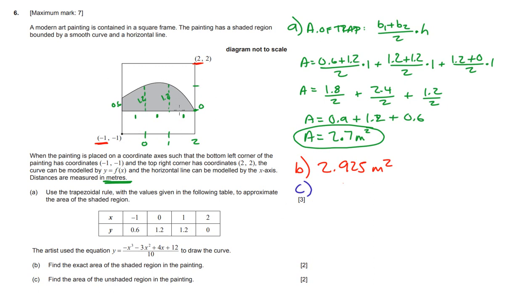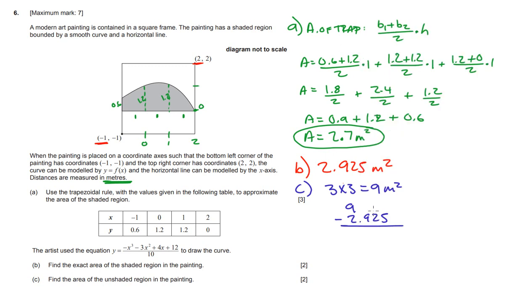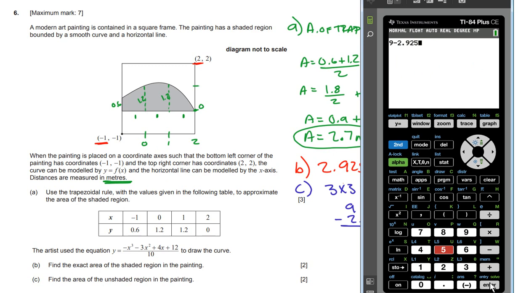Now this whole thing here is a square. It's 3 by 3. So we would simply just go 3 times 3 is 9 square meters. And we're simply going to subtract off the shaded area. So we're going to do 9 minus 2.925. And that's going to give us the area of the unshaded region. So second quit. And we're going to just do 9 minus 2.925, I believe is what we had, right? Just triple checking to make sure we have it. Push enter, and we get 6.075.